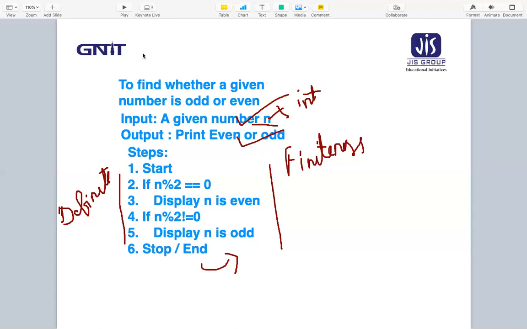So for this lecture, it will be till here. In the next lecture, we will be continuing with the algorithm part: what an algorithm is, how to write more algorithms, how to measure the efficiency of an algorithm, the notions of complexity, and the difference between algorithm and pseudocode.